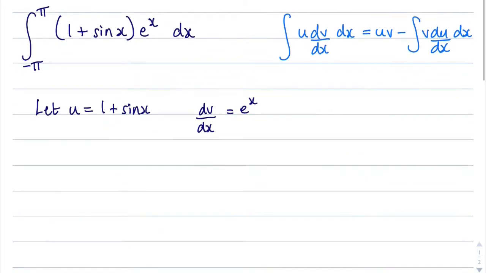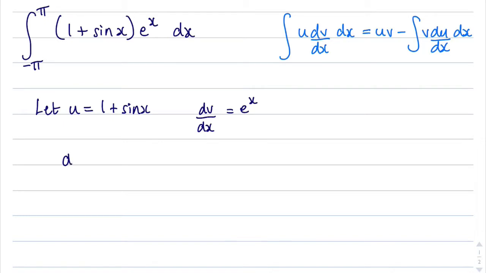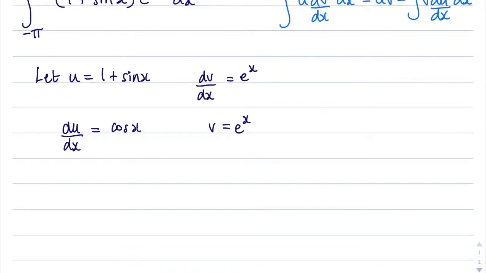Now what I want to do next is to differentiate the u term, so du by dx, and when we differentiate that we simply get cos x. We need to integrate dv by dx to get v, and that will give me e to the x. So we plug those into the rule for integration by parts, and what we get here is uv, so uv is 1 plus sine x times e to the x, so I'll just write it as e to the x multiplied by 1 plus sine x, minus the integral of v, which is e to the x, multiplied by du by dx, which is cos x, with respect to x.